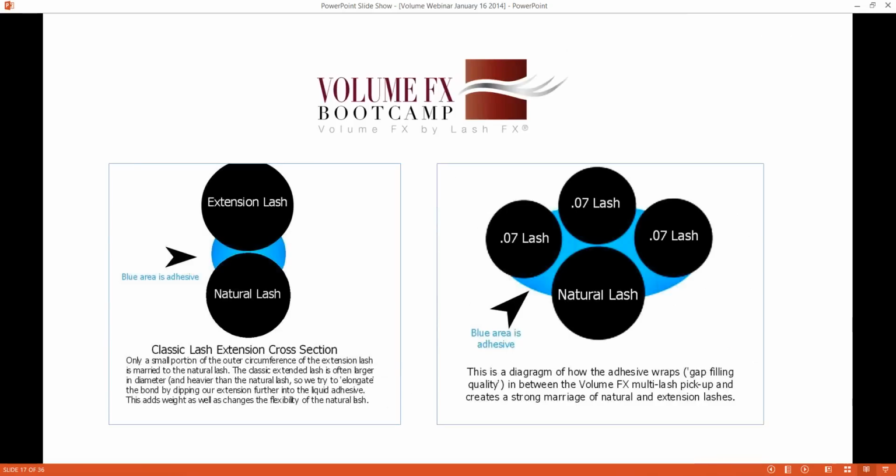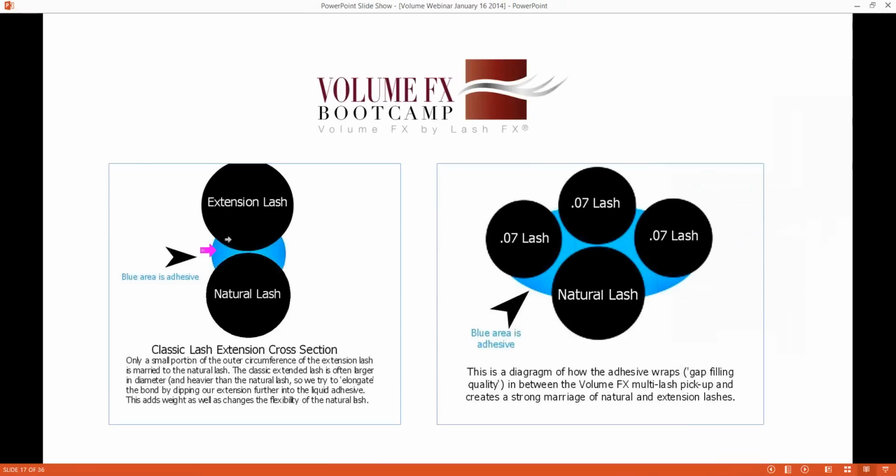These two graphics here are just going to give you an idea of why we can say they actually last longer. I'm going to get out my little pointer here, my arrow, and I'm going to go ahead and choose a color. I'll choose bright pink. On the left-hand side of your screen, you see a black circle that's labeled extension lash. This is your synthetic extension lash, and then a circle below it that says natural lash. That is the natural eyelash of the client. This blue area in between is the adhesive.